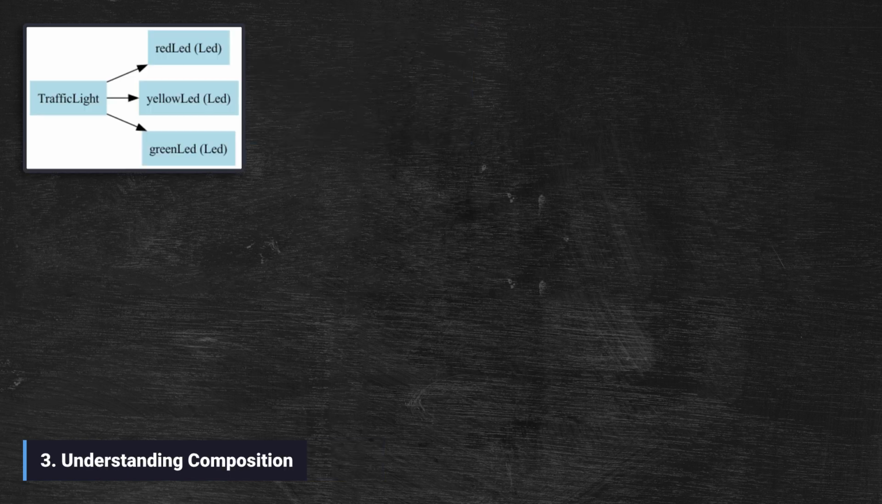Why use composition? By embedding LED objects inside the traffic light, we encapsulate all the hardware details. The TrafficLight class acts as a high-level manager, telling the individual LED objects when to turn on or off without needing to know which pins they are connected to.